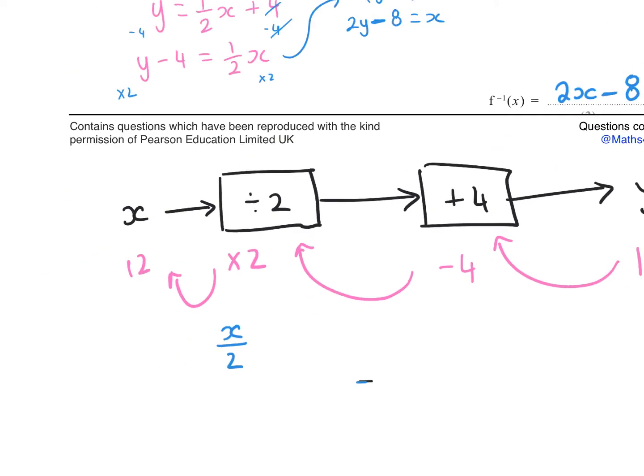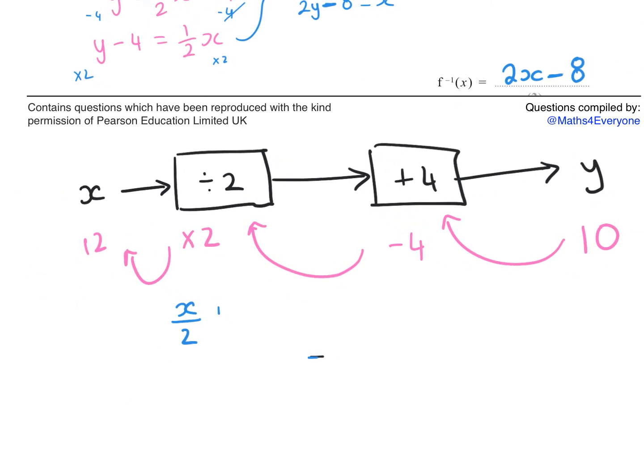And then what do we do? We add 4. This is what my function machine is, and my output is y. So x divided by 2 plus 4 equals y. Everyone happy with that? Going backwards, imagine I started at y. What do I do to y? I take away 4. Yes? Okay?